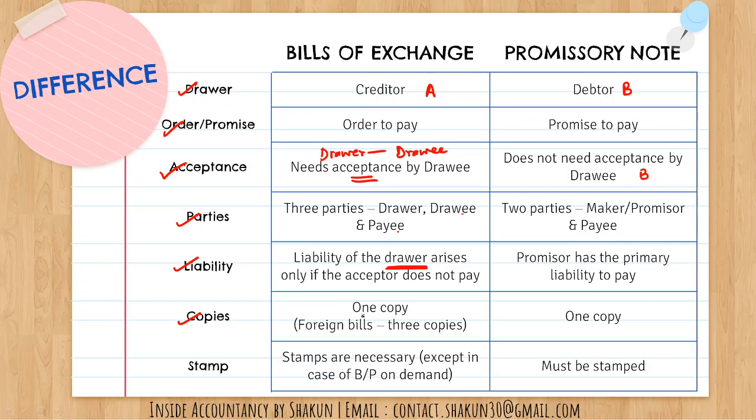Copies. Only one copy of bills of exchange is required, but in case of foreign bills, 3 copies are required. But in case of the promissory note, always, even in case of foreign bills, only 1 copy is required. Now talking about stamps, stamps are necessary except in case of bills payable on demand. In case of bills payable on demand, stamps are not necessary. But in case of a promissory note, it should always be stamped.